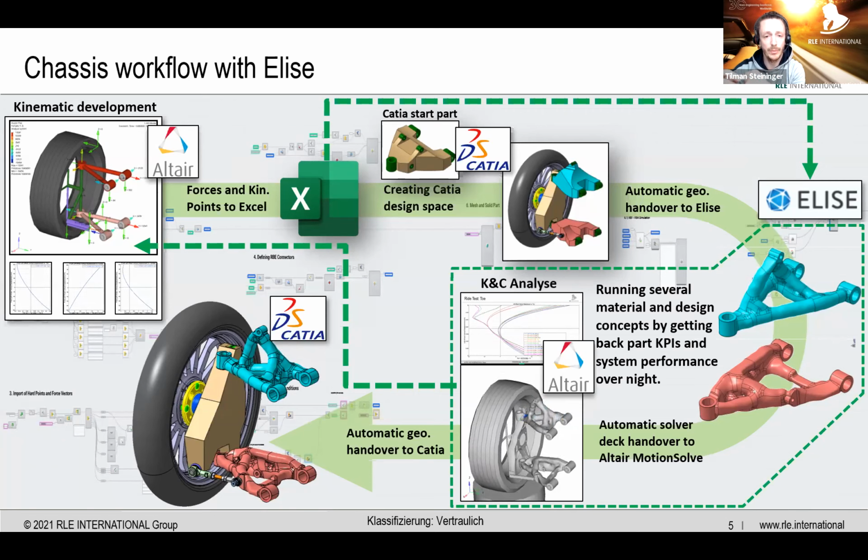Or also, we have always tried to run several material concepts overnight, and that is also very easy in Elise. You have a material table, and then you can automatically choose several materials, and it runs overnight with several aluminum versions, for example, and at the end of the night you get back several parts with several KPIs and so on. So that's pretty interesting.